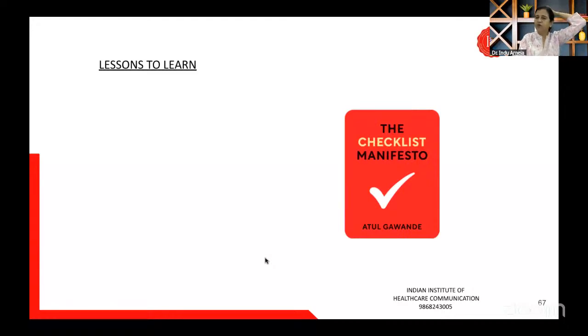There is one book I think I spoke about earlier also, by Dr. Atul Gawande, who is a surgeon practicing at Harvard University. His book is The Checklist Manifesto. It's a beautiful book, and he talks about how other industries are practicing checklists and are able to control errors. In the same way, can we create a similar checklist in our system and avoid or minimize errors?